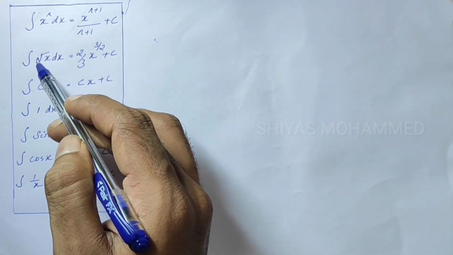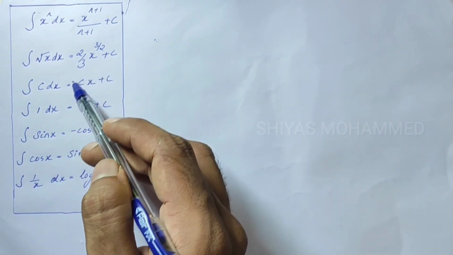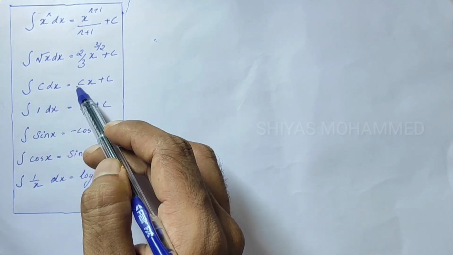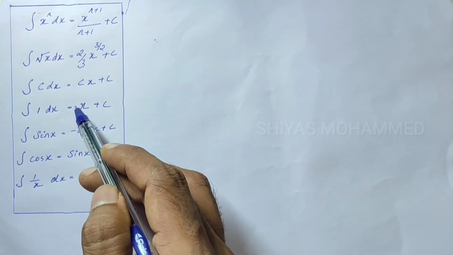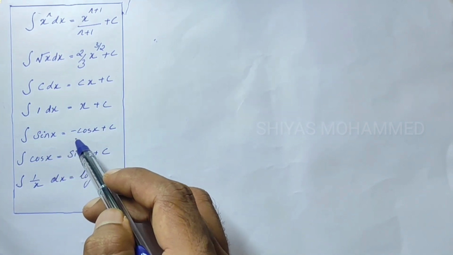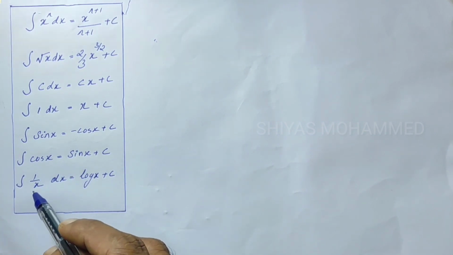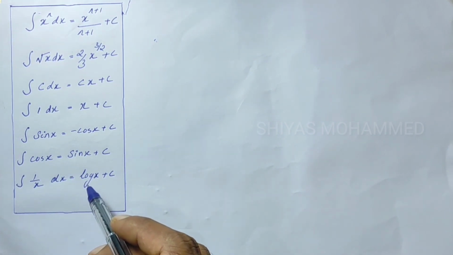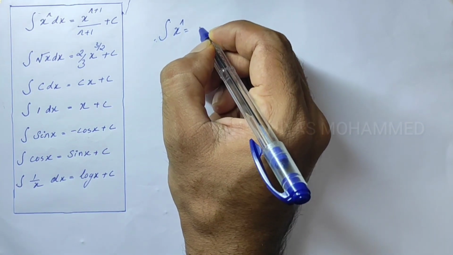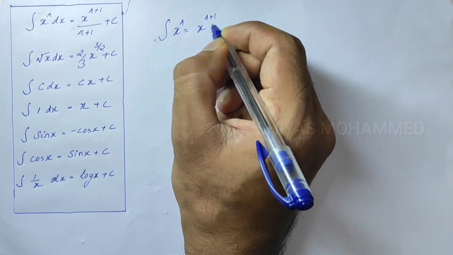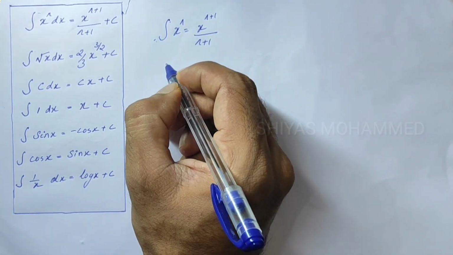So integral x raised to n is equal to x raised to n plus 1 divided by n plus 1. Next one, integral root x dx is equal to 2 by 3 x raised to 3 by 2. Integral of a constant is equal to cx plus c. Integral 1 with respect to x is equal to x. Integral sin x dx is equal to minus cos x. Integral cos x is equal to sin x. And integral of 1 by x dx is equal to log x. So we can look at them one by one. First of all, integral x raised to n is equal to x raised to n plus 1 divided by n plus 1.